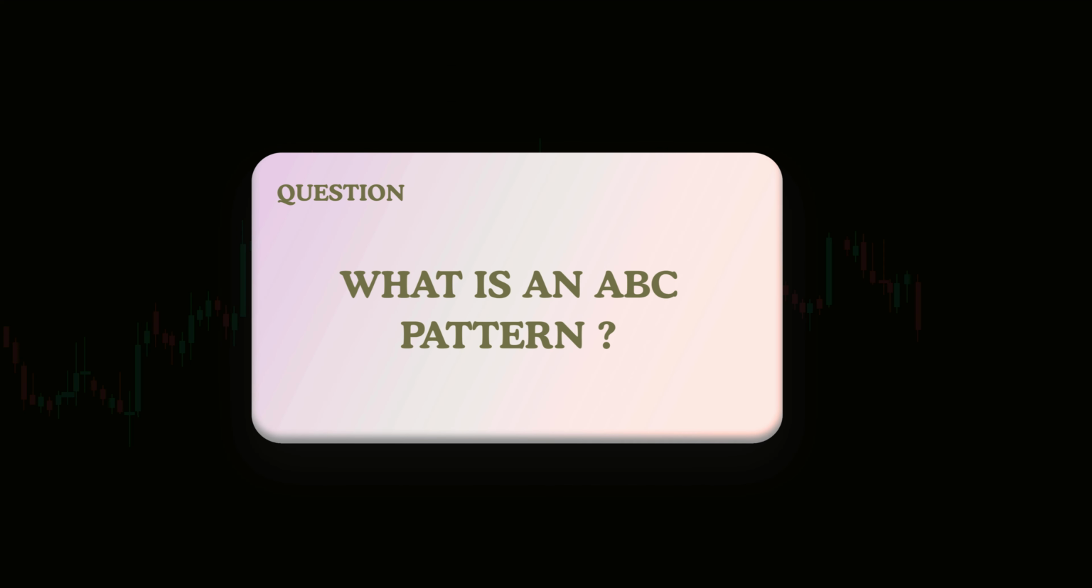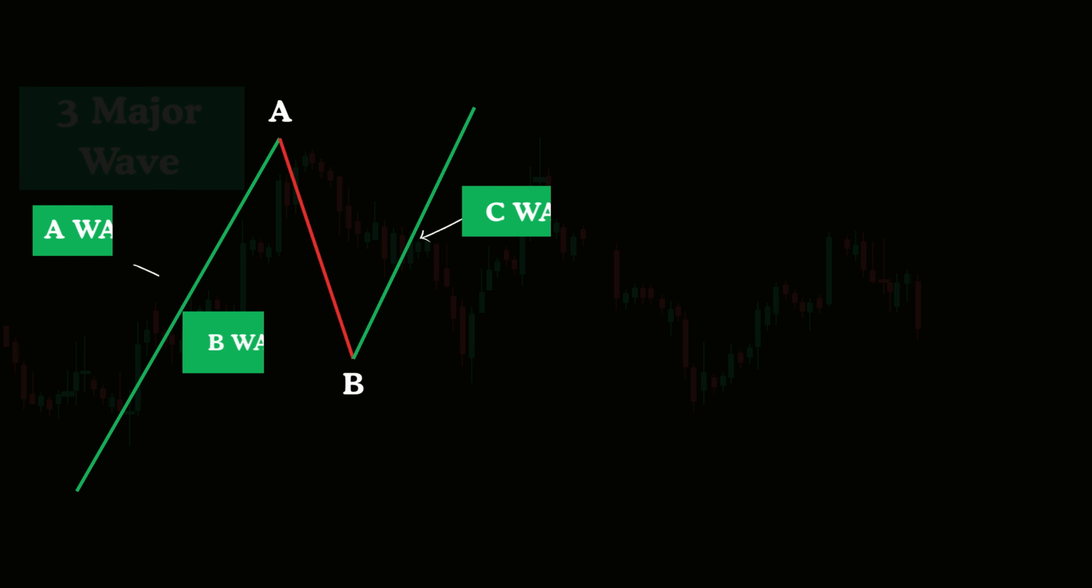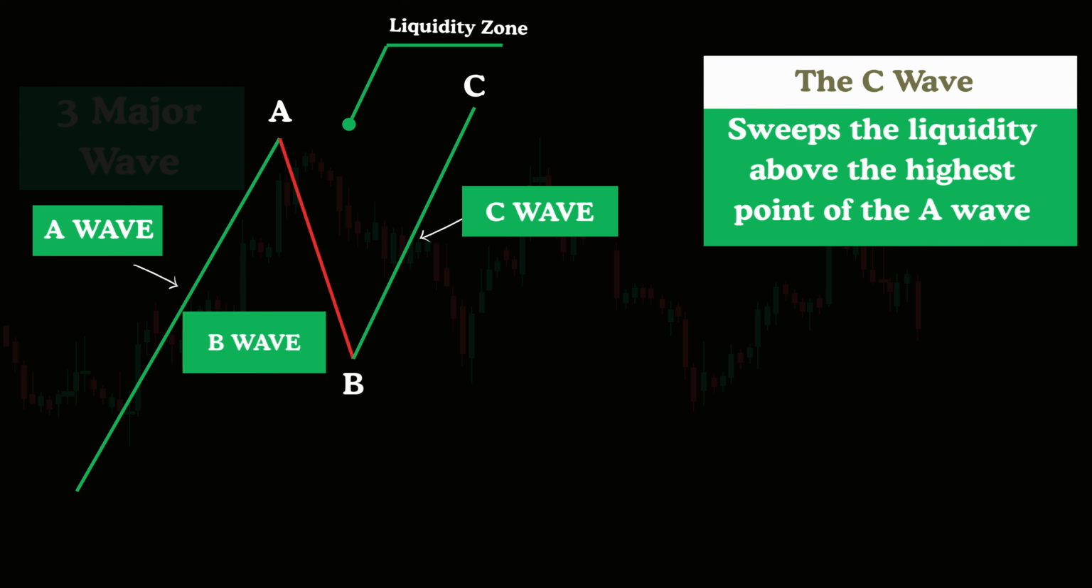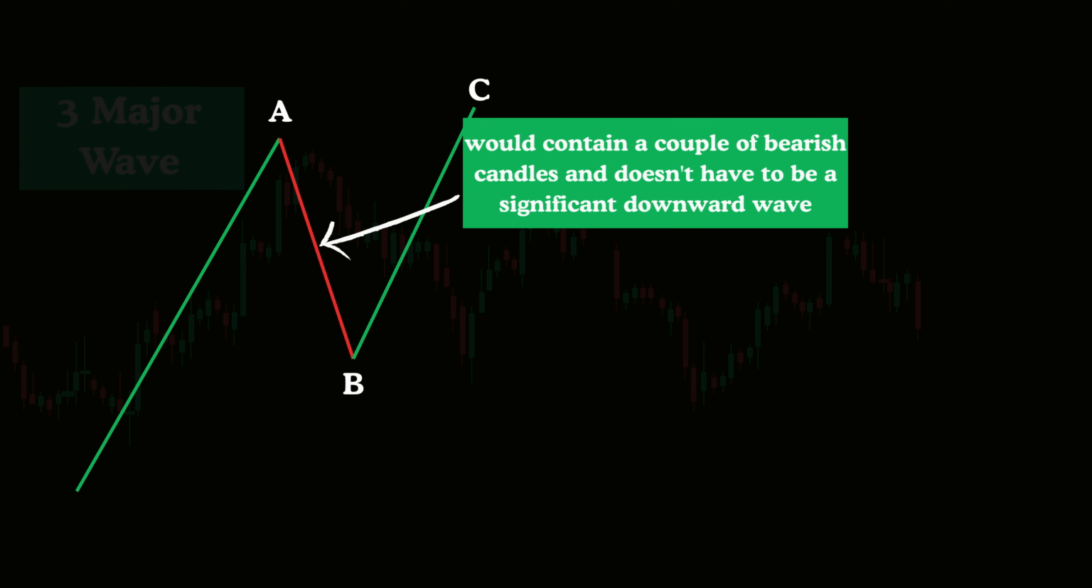So let's begin with the ABC pattern now, traders. What exactly is an ABC pattern? The ABC pattern is created by three major waves of price. In the bullish scenario, the ABC pattern contains a rally wave upward, then a bearish retracement to the downside, and finally the C wave to the upside. The C wave is a liquidity sweep that sweeps out the liquidity accumulated above the high. The B wave would contain a couple of bearish candles and doesn't have to be a significant downward wave, so this is the sort of pattern you should be looking for in a 15-minute time frame.